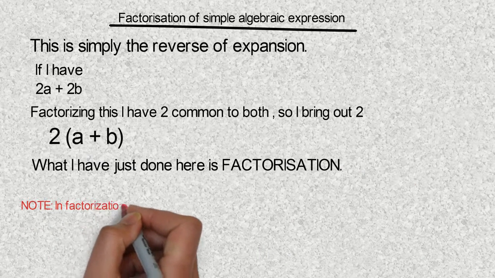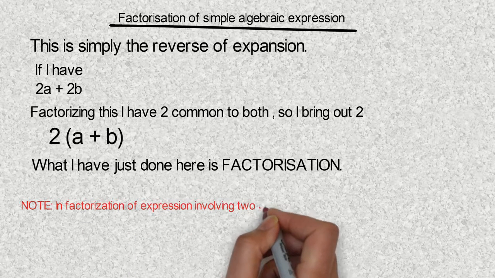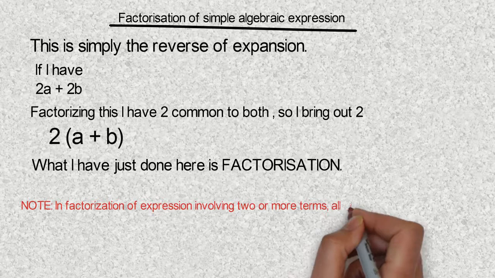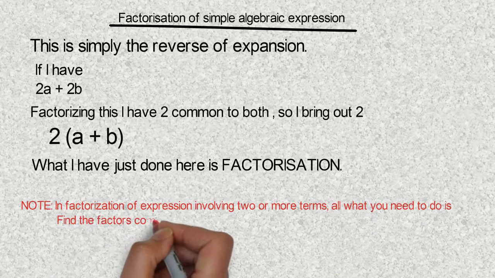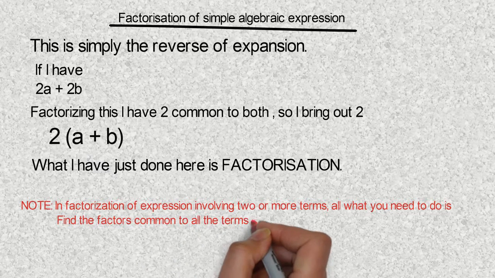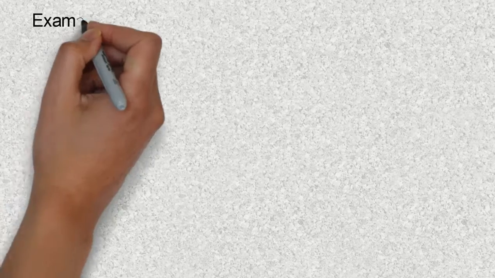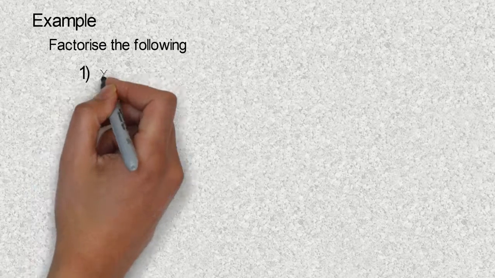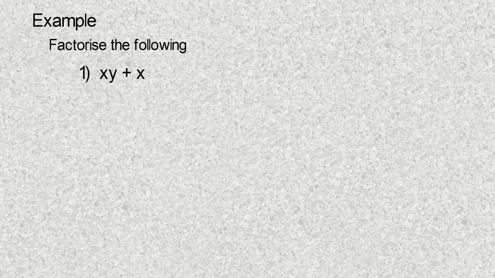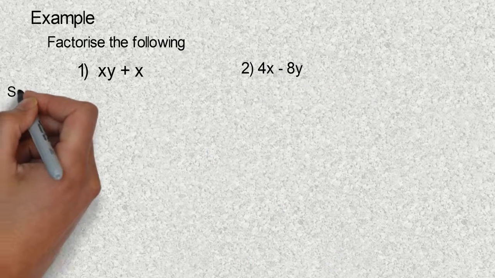Note, in factorization of expression involving 2 or more terms, all you need to do is find the factors common to all the terms in the expression. Example, factorize the following. 1. xy plus x. 2. 4x minus 8y. Solution. How do I do the first one?